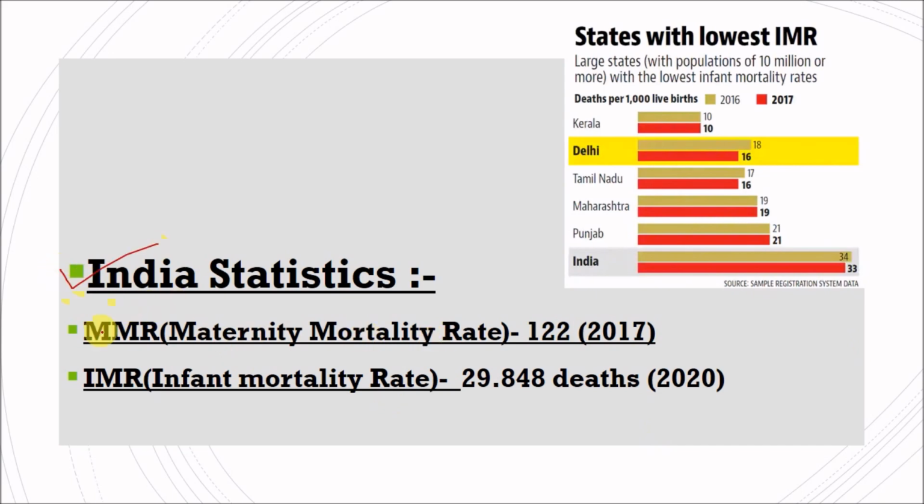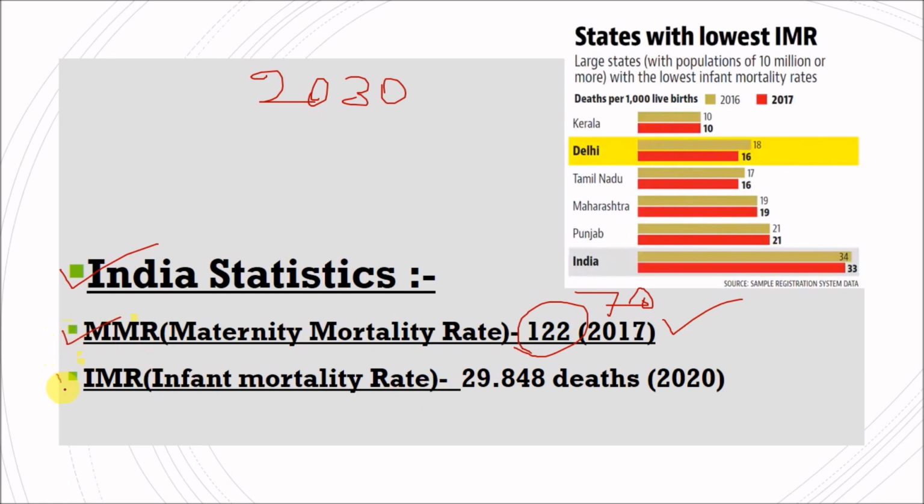So in Indian statistics, what is MMR? Currently, as we can find in this chart, in the year 2017 it was 122, and the target of India is to decrease it to 70 by 2030. Similarly, see the infant mortality rate, that is, within 1 year how many children are dying per 1000 live births. So that is the rate.